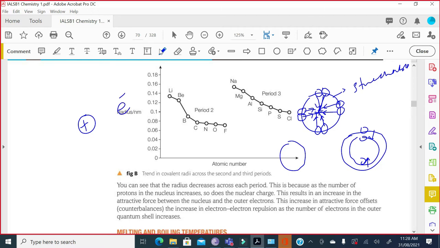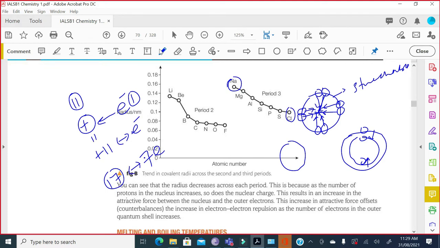Okay, so let's suppose I'm picking up the nucleus of sodium. The nucleus is having 11 protons in it. Okay, and the outer electron is how many? One electron is there, outermost. So 11 is attracting 1. Okay, so plus 11 charge and minus 1 charge. Let us compare the force of attraction with chlorine. Chlorine is having 17 protons in it and 7 outer electrons in it. So the force of attraction between 17 is more.